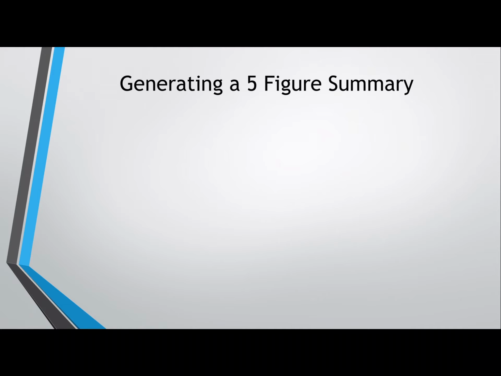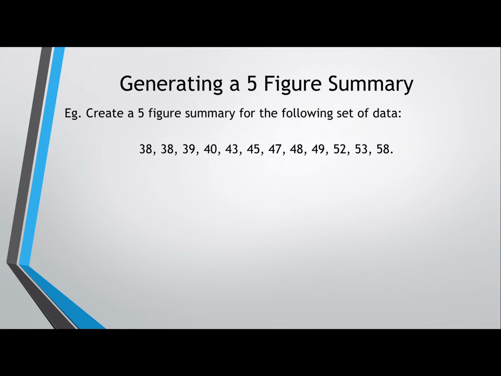But in the same way that we had an issue with medians, we have an issue sometimes with quartiles when this happens. So, if we're going to create a 5-figure summary for this following set of data, what happens when I split it in half? We end up with 6 numbers in our bottom half and 6 numbers in our top half, and the median is in the middle.